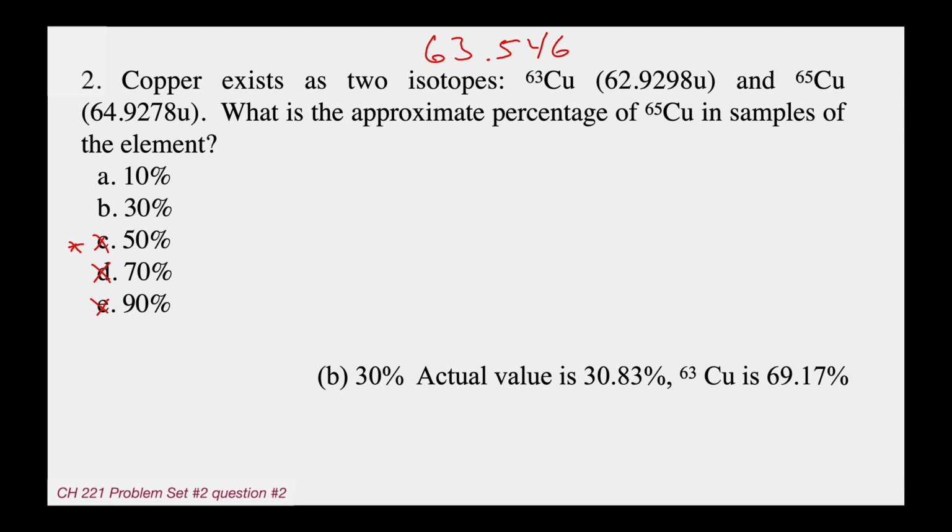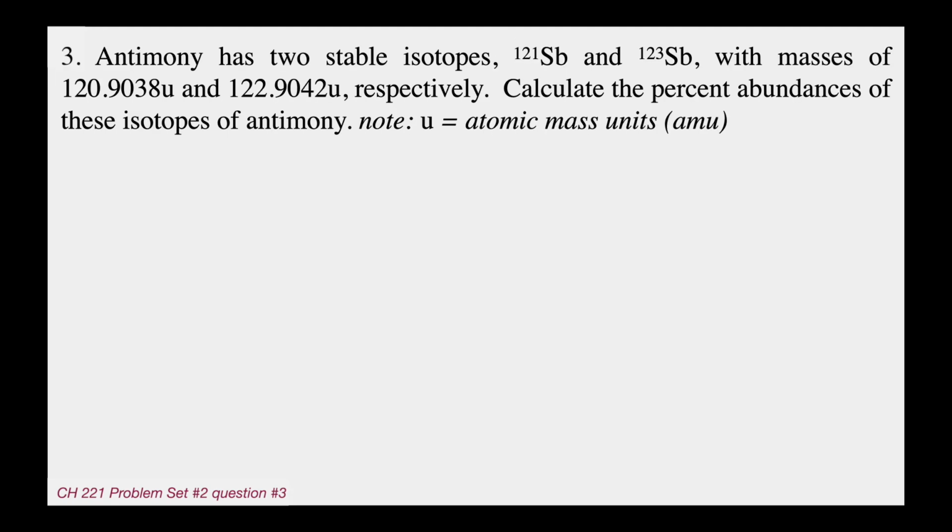So quite a bit more 63, and that makes sense because of the 63.546. This is one way that you can kind of see what's happening here. And on the next question, we'll look at another method that you could use on question number 4. Antimony has 2 stable isotopes, antimony 121 and antimony 123, and there are the exact masses. The first one, 120.9, is pretty close to 121, and the second one, 122.9, is pretty close to 123. And it says calculate the percent abundance of these isotopes of antimony.